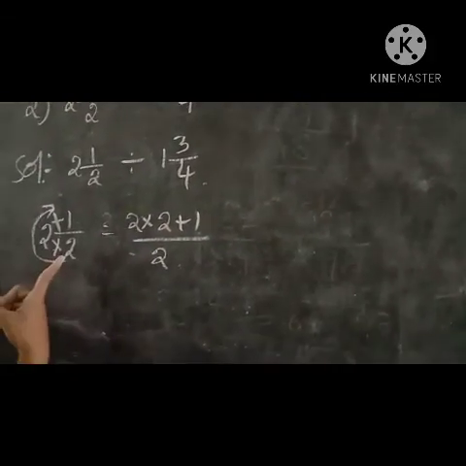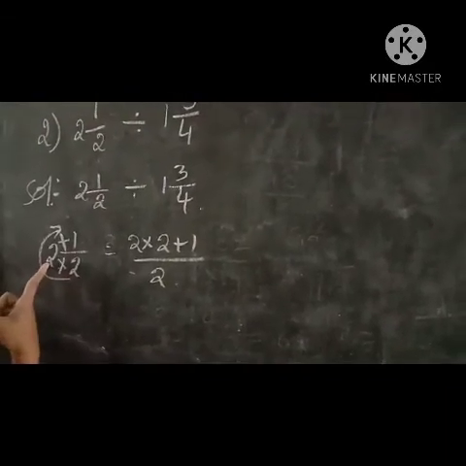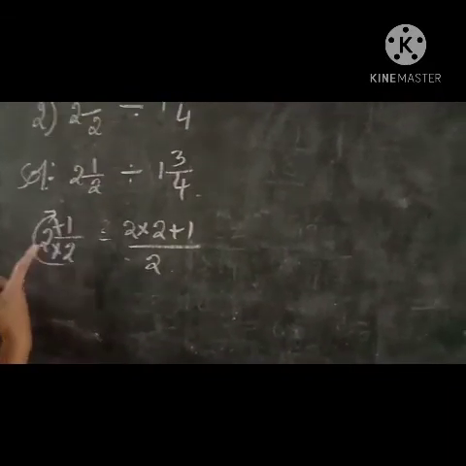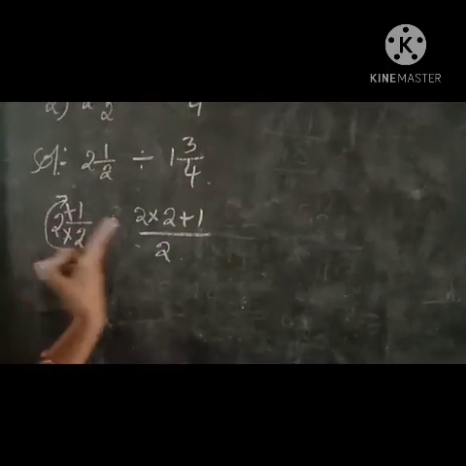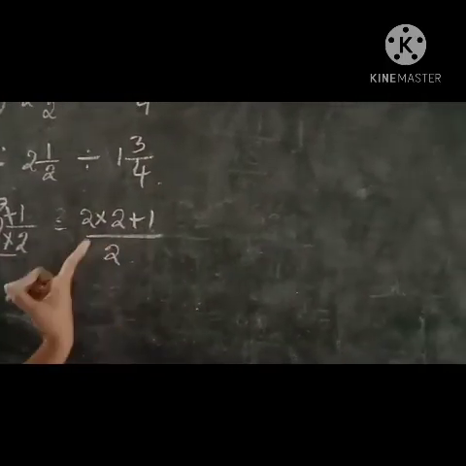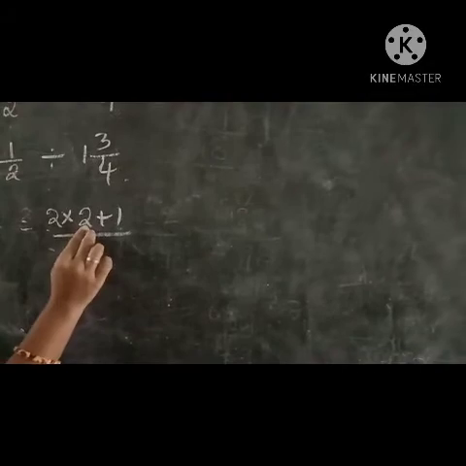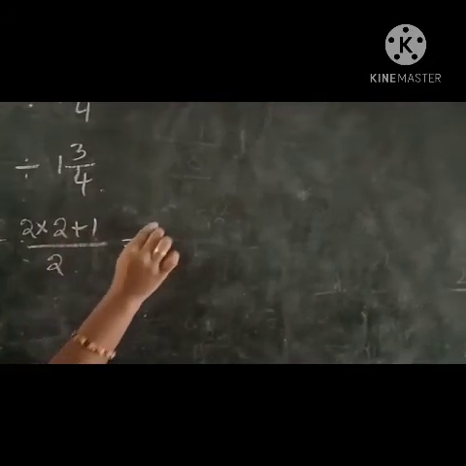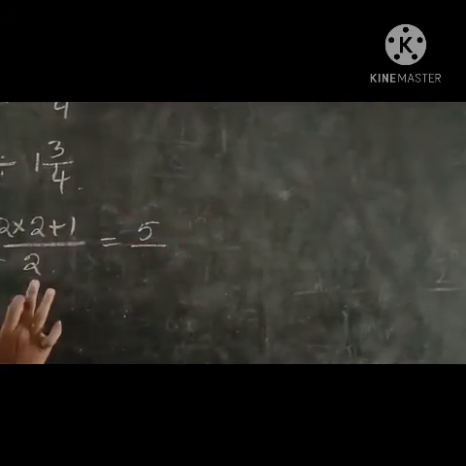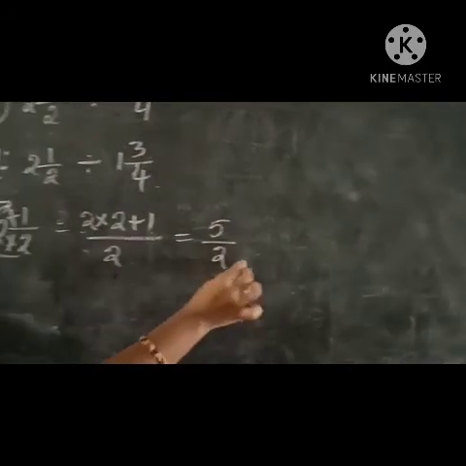See children, we have to multiply the denominator and whole number and we get the product. Then to the product we add the numerator. 2 into 2 plus 1 by 2. 2 into 2 means 2 2s are 4. 4 plus 1 is equal to how much? 5. 5 by, what is the denominator number? 2, no? Right here 2. Then what is the next number?